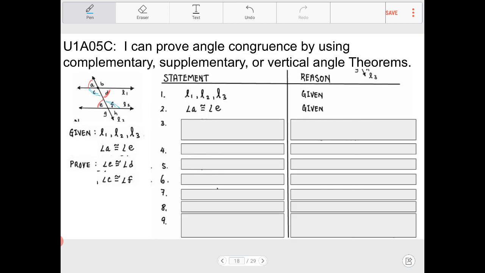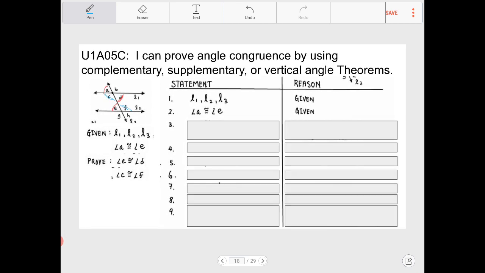If that logic was a little too fast for you, let's go through it in detail, slow it down, and break it down a little more. Otherwise, you should pause and look over it again to hear it one more time. Why is it that C and F must be congruent?